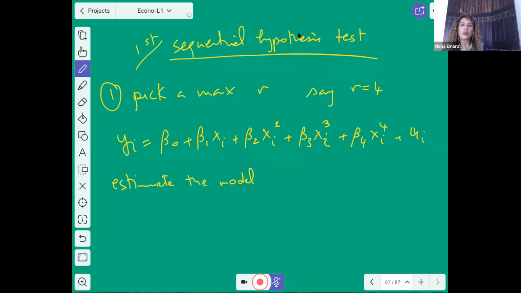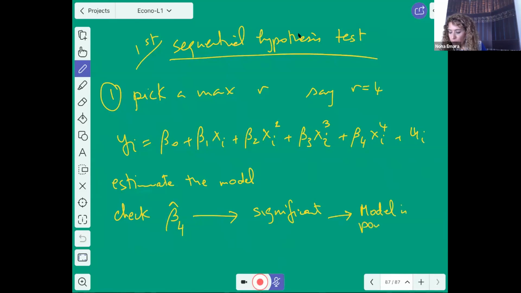Okay, let's say you estimate the model on this data, and after you estimate the model, all you need to do is check the very last coefficient, beta hat 4. If beta hat 4 is significant, then you're done, and you say the model is power 4. That's it, you're done. If insignificant, you go to step 2.